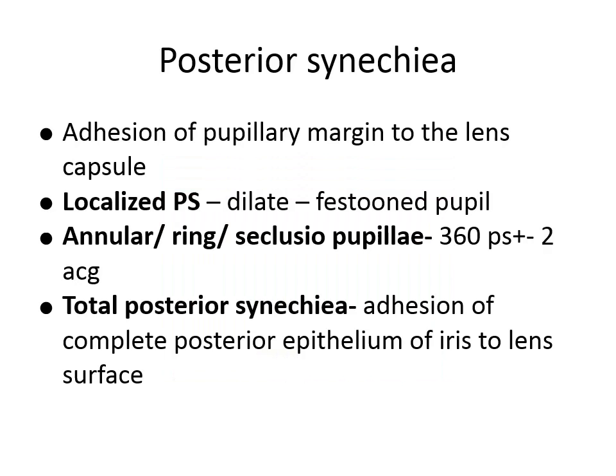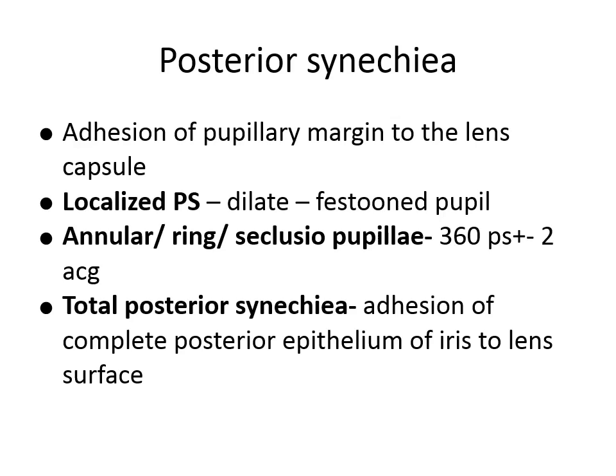So fine, next coming to the posterior synechiae. Now here there is an outpouring of exudates into the pupillary area. Then there is an adhesion of the pupillary margin to the lens capsule, and then it leads to a membrane formation. Sometimes you can have a localized posterior synechiae. When you have a localized posterior synechiae and you dilate the pupil, it gets a festooned shape, so it becomes a festooned pupil.